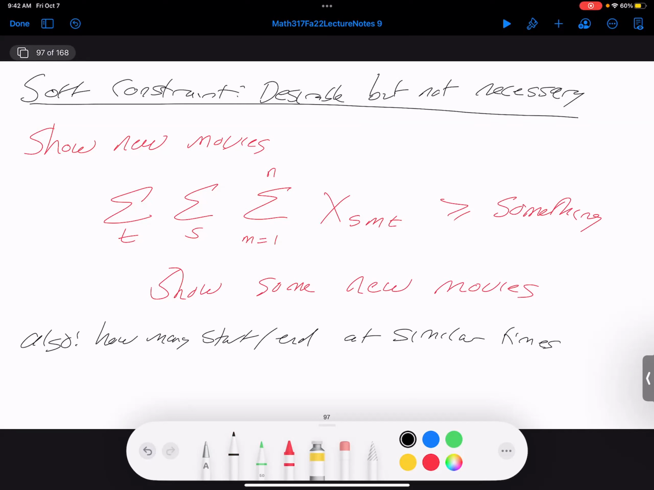Why might you not want to have too many movies starting at the same time? Yeah, lines will be too long. Yeah, this is the pretzel situation. Right? If you have everybody coming in at the same time, you're going to have a longer line to get in. What are you going to have to do? You might have to hire more workers.